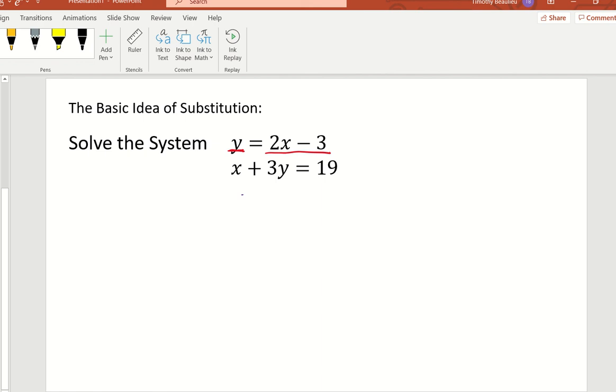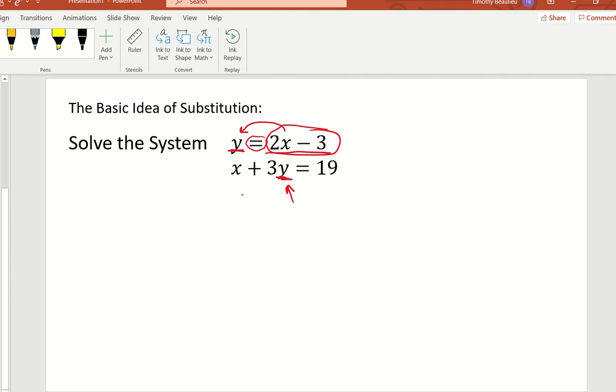And the question is, well, why can you do that? Why are you allowed to substitute in 2x minus 3? In this scenario, we are saying that 2x minus 3 equals y. That's what that equal sign means. So in this scenario, 2x minus 3 is the same thing as a y. So in the second equation, see how we have an equation with two variables? We're going to substitute 2x minus 3 in for y in the second equation.